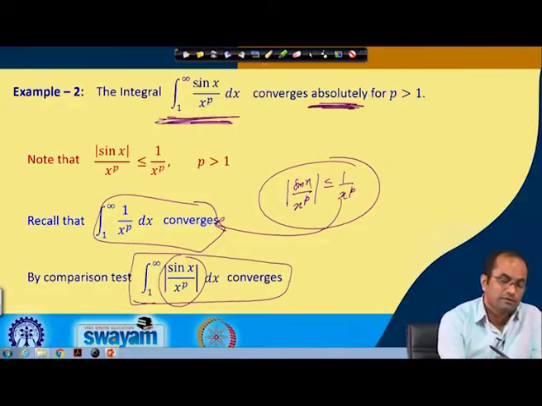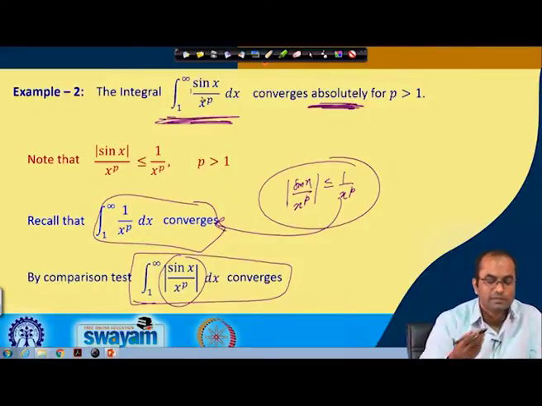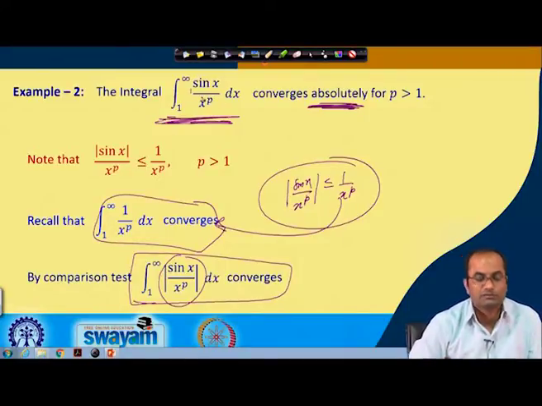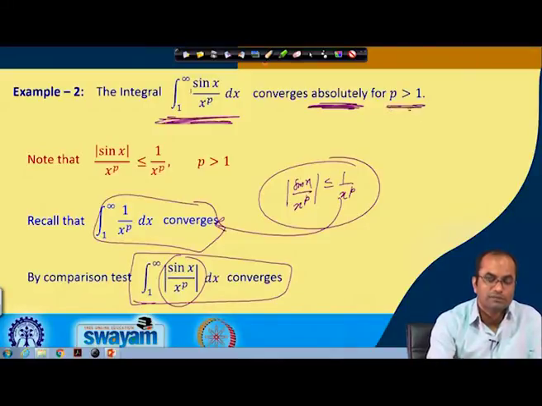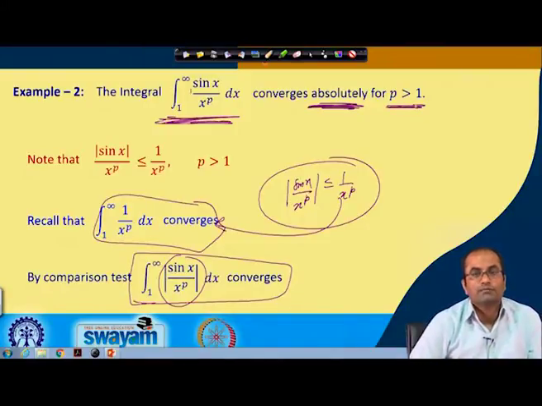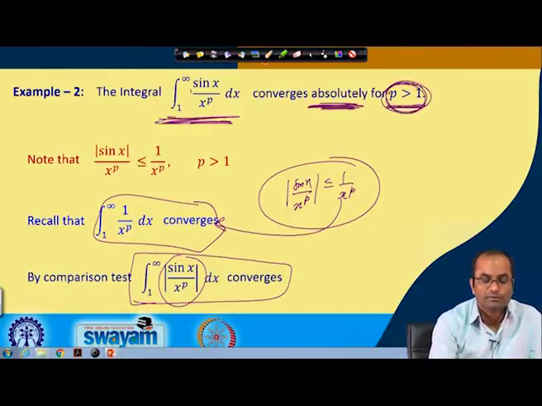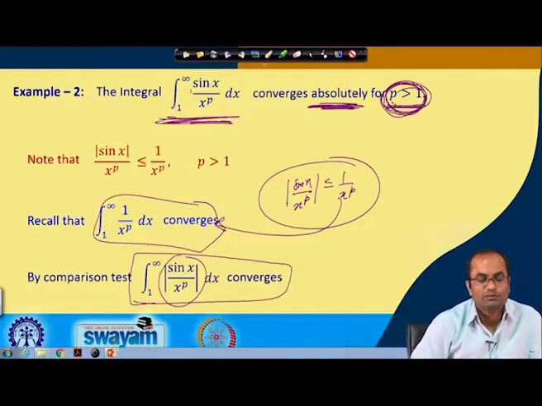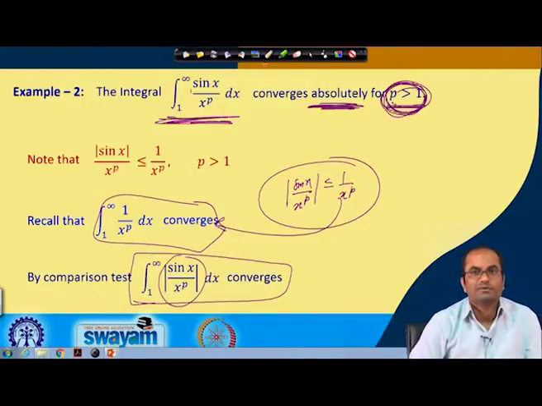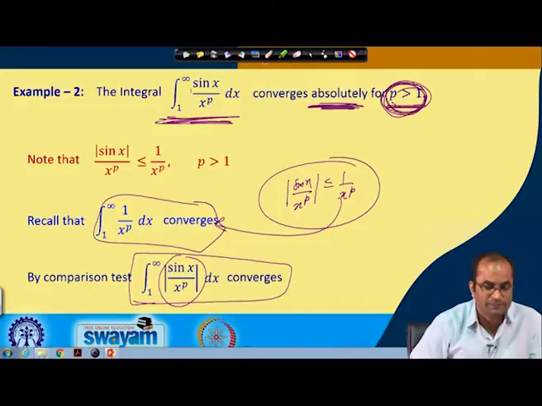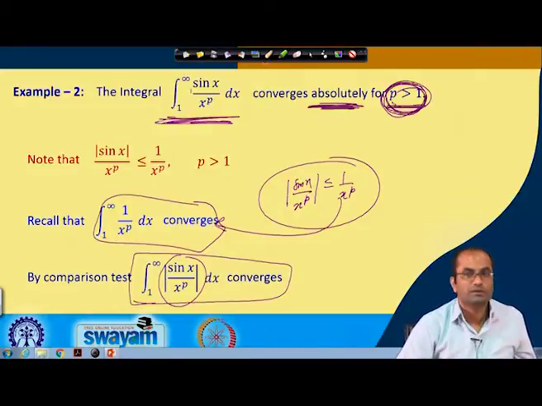At present, the integrand takes positive and negative values in the range. If we take all the positive values, in that case also this integral converges. But what is important is that we have shown here that for p greater than 1, this integral converges absolutely. We will see later on that when p is equal to 1, this integral does not converge absolutely. Indeed, it converges, but not absolutely.